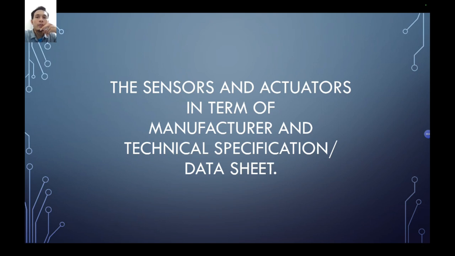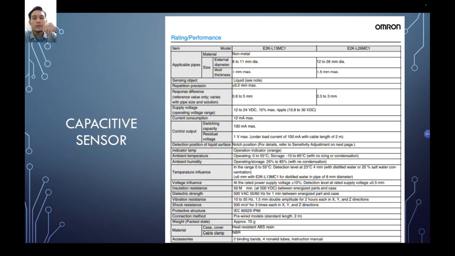Here I am Muhammad Nazmi bin Muhammad Fauzi. My matric number is CE200147. I will explain about the sensors and actuators in terms of manufacturers and technical specifications, or what we call the datasheet. So here we have the capacitive sensor. The manufacturer is Omron.